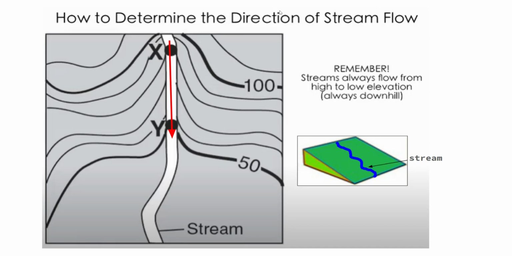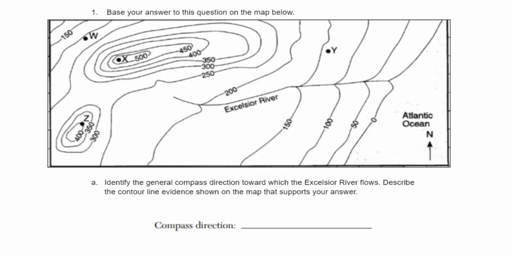So to determine the direction of stream flow of a river on a topographic map, you should pay attention to how the contour lines bend like this. But you should always remember that rivers or streams always flow from high elevation to low elevation. In other words, rivers always flow downhill. So that's a good way to figure out which way a river is flowing when you're looking at a topographic map.